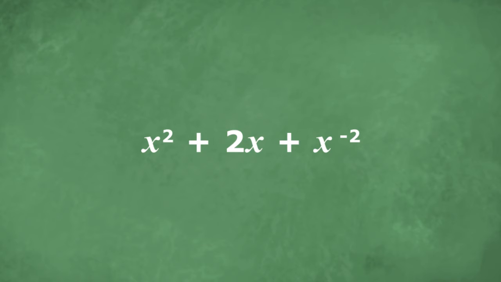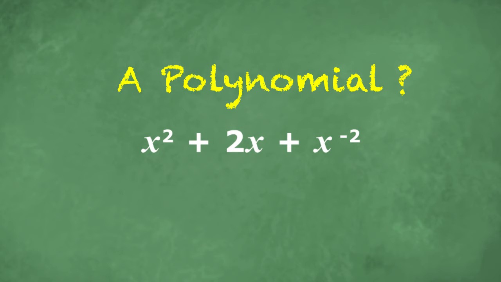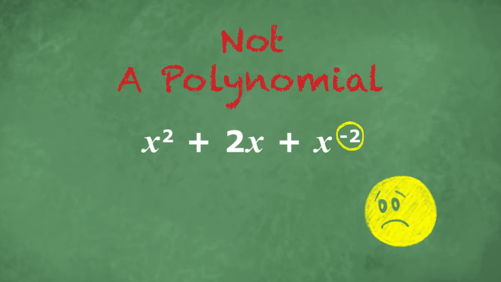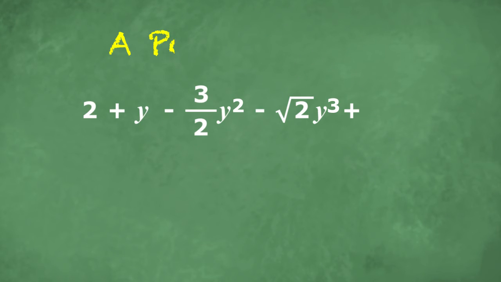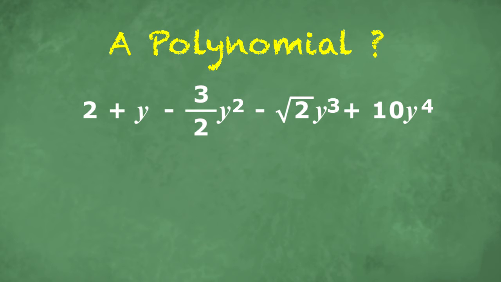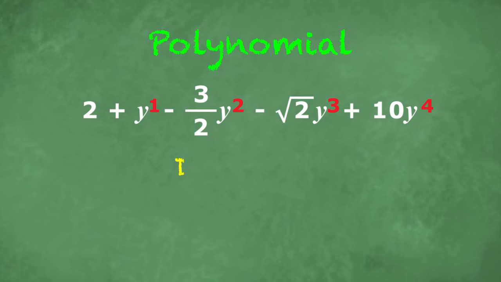Let us practice. Can you tell whether this is a polynomial? Let's check. You can see that among the powers of x, there is a term where x has the power -2. Therefore, it is not a polynomial. What about this expression? Let's check. You can see that the indices of y are 1, 2, 3, and 4. These are positive integers. It is a polynomial. What is the degree of the polynomial? The highest index of y is 4. Therefore, it is a polynomial of degree 4.